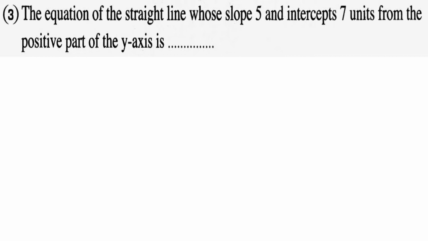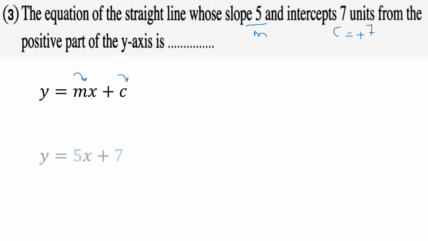Question 3. The equation of the straight line whose slope, this is the slope, that means m, and intercepts 7 units from the positive part of the y-axis, that means c equals positive 7 because he said it is positive. Okay. Let's put the rule. y equals, this is the equation, y equals mx plus c. Let's substitute. Instead of m I will put 5, instead of c I will put positive 7. So this is the equation.